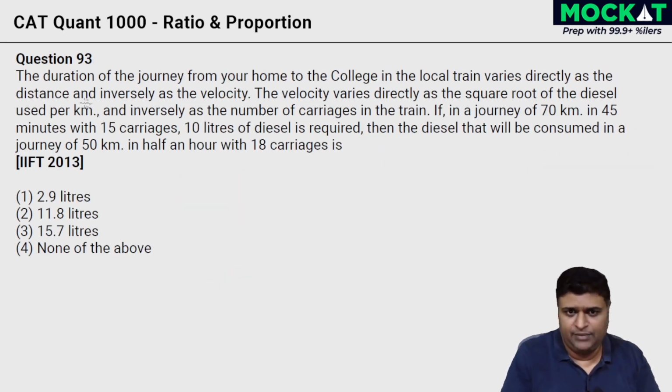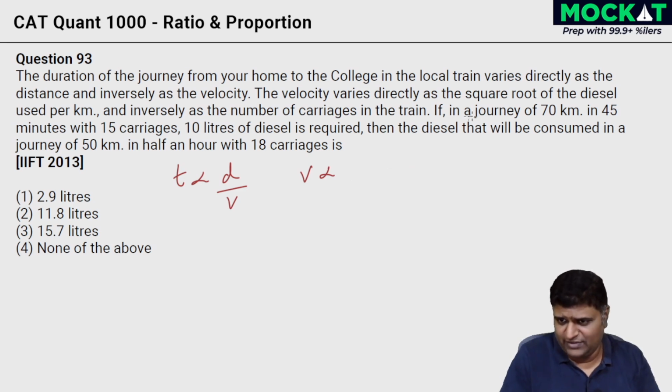On to question 93. The duration of the journey from your home to the college in the local train varies directly as the distance and inversely as the velocity. The duration of the journey refers to time, varies directly as the distance, and inversely as the velocity. The velocity varies directly as the square root of the diesel used per kilometer, and inversely as the number of carriages in the train.